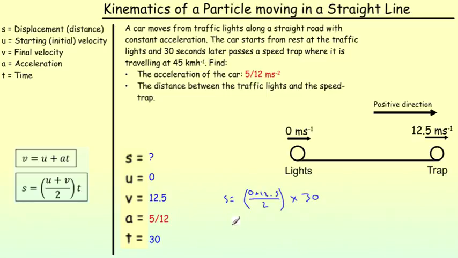So when we work that out in the calculator, that gives us 187.5, and it's displacement measured in meters, so 187.5 meters. And that's the answer to the second part. So that's the end of this tutorial on the kinematics of a particle moving in a straight line.